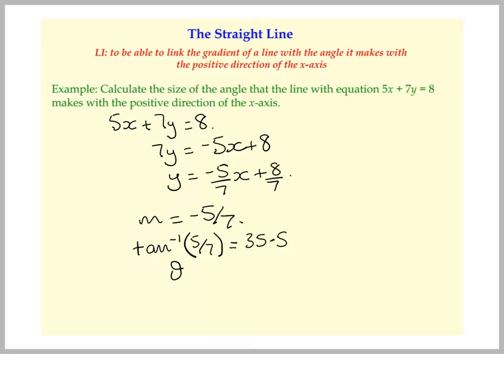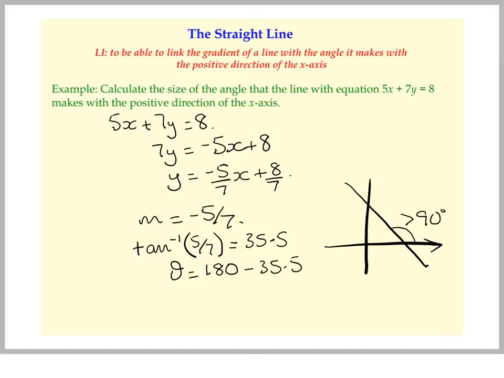So theta is 180 minus 35.5. If you think about it, if we've got two axes, the gradient is negative, it's going to come down like this. So the angle here, which it makes with the positive direction, is going to be obtuse, more than 90 degrees. Okay, so 180 minus 35.5 is 144.5 degrees. Nice and neat as usual. Right, next one.